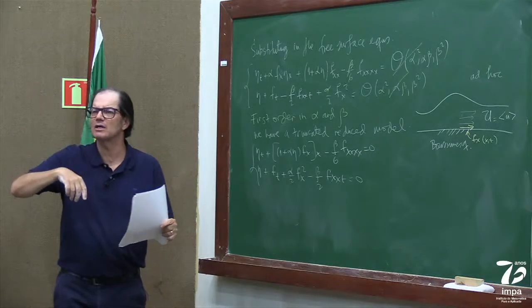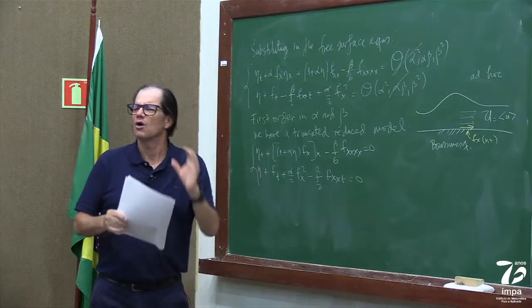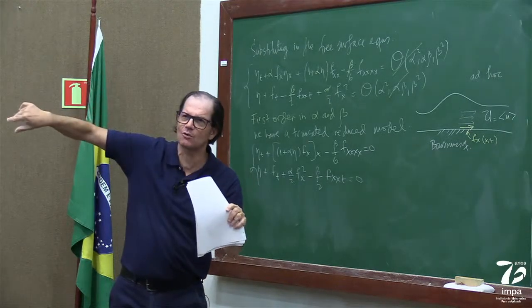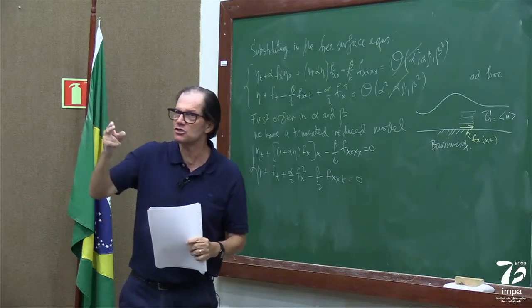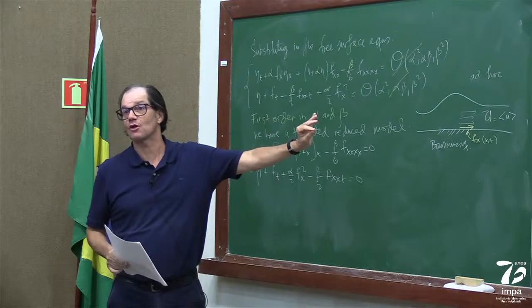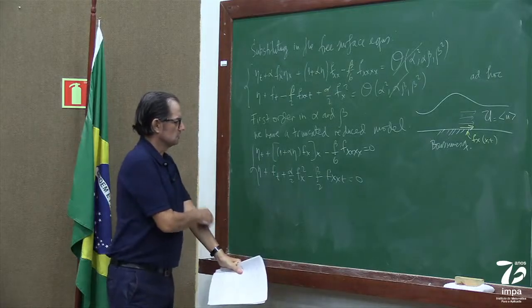See, when it's ad hoc, for example, they would say, oh, this term here is physically bigger than that one, so just take it away. That's an ad hoc way. Here, we did it by controlling powers of epsilon, so it's a little more systematic.